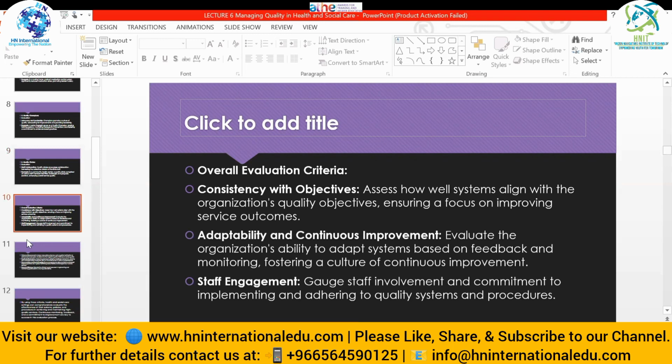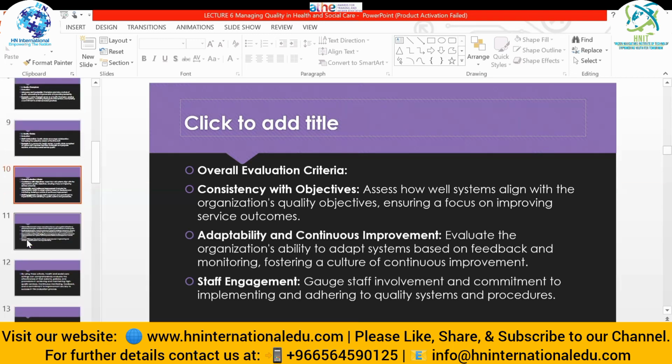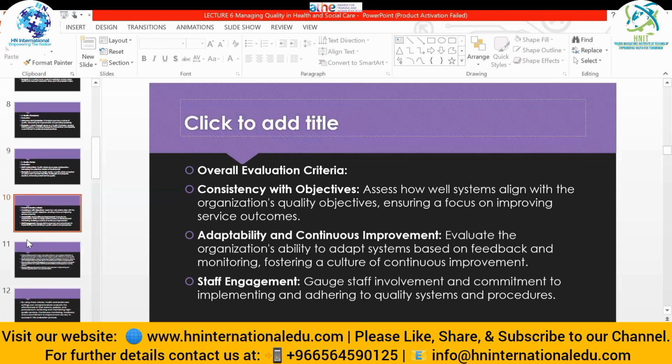So these are the points, the rest being the indicative content. The first one says consistency with the objectives. Objectives of the nursing home, it could be of the hospital, of the healthcare system. Assess how well systems align with the organization's quality objectives, ensuring a focus on improving service outcomes.